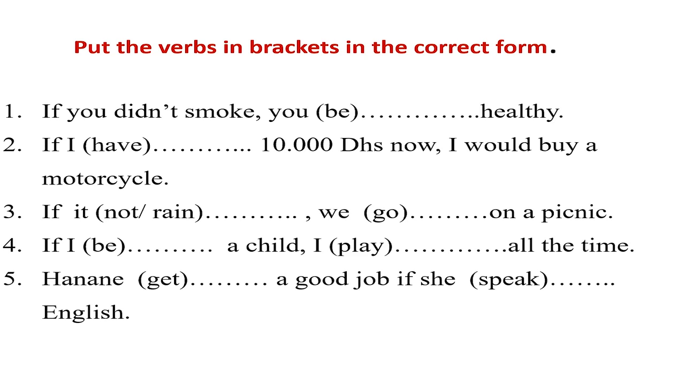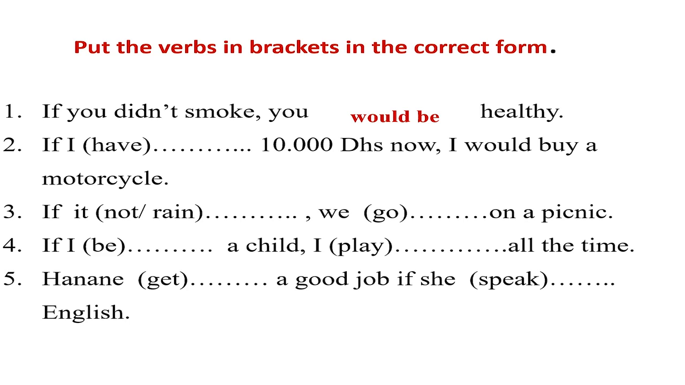Okay, now put the verbs in brackets in the correct form. So okay, let's do the first one together. So we see if you didn't smoke, so we have here an if clause. If you didn't smoke, you, the verb is to be healthy. Okay, what would you say? Yes, very good. You would be healthy. Very good. Okay, you can stop the video again and finish the exercise. Then you can continue the video and check your answers.